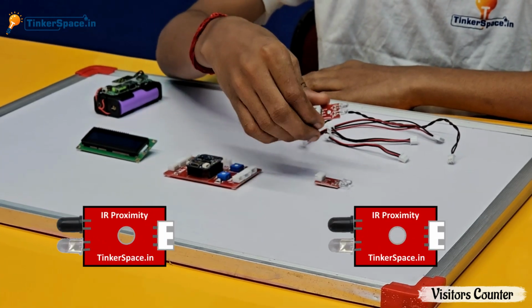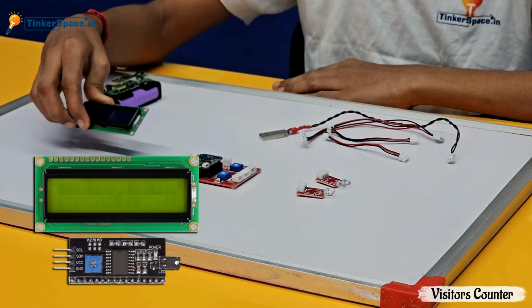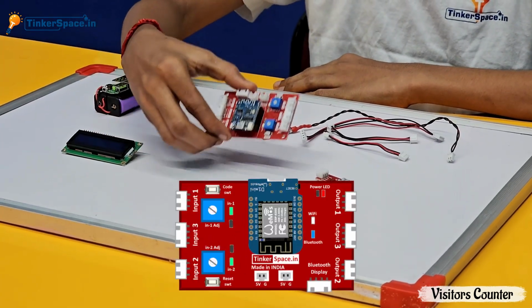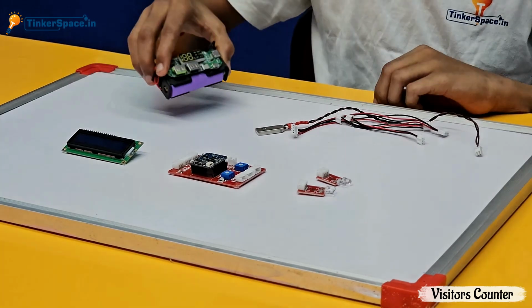Here we have used the IR proximity sensor as input, LCD display as output. This is the TinkerSpace Brain Board. These are the connecting wires and a battery.